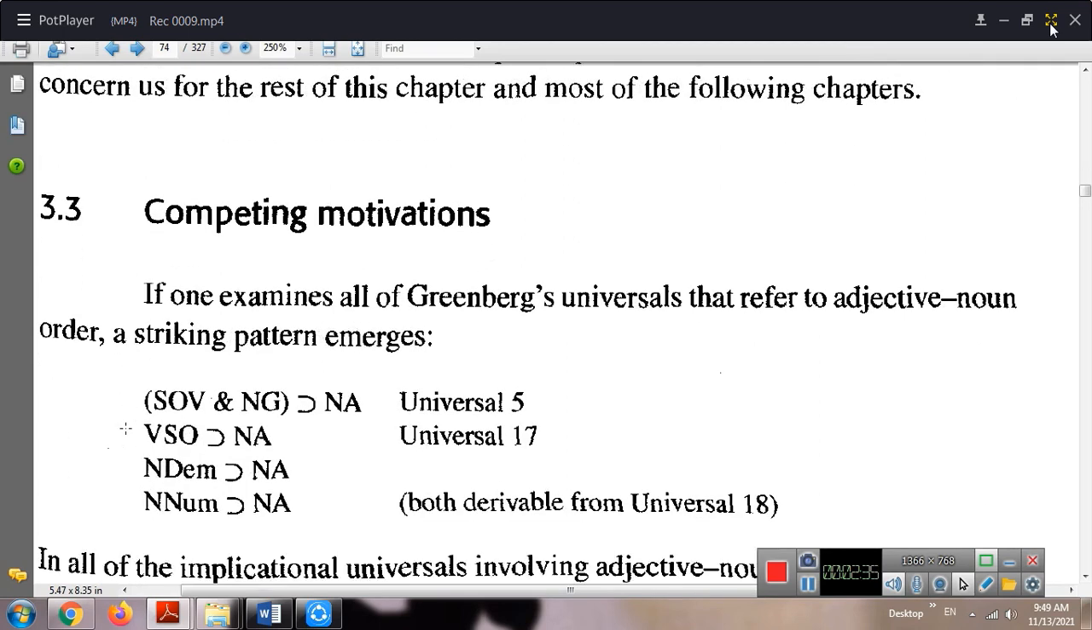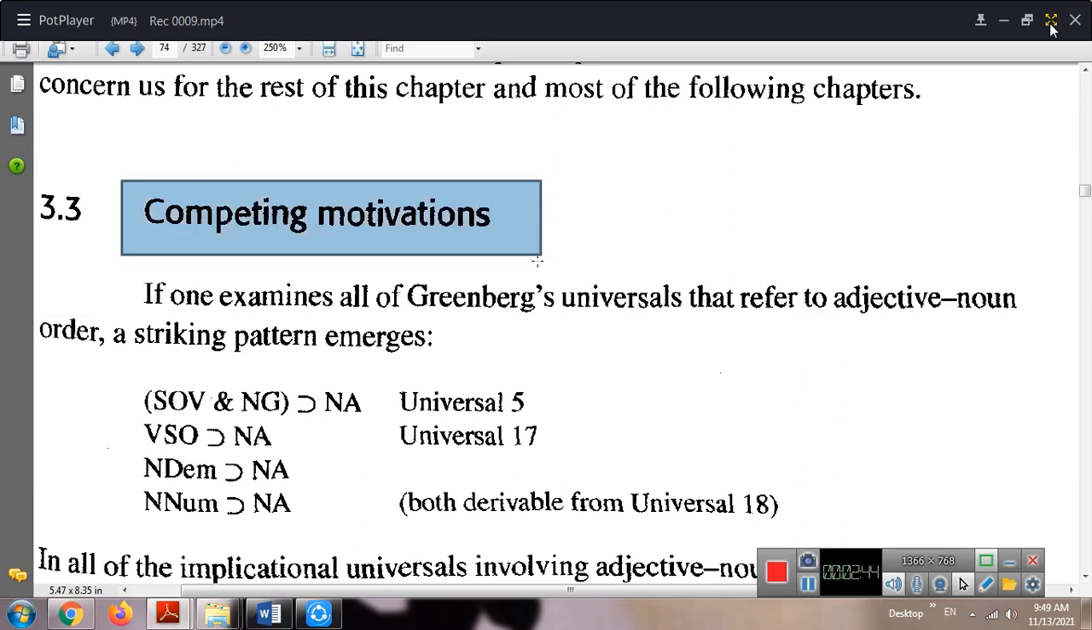Dear student, one of the terms which are of vital importance in typology is competing motivations. This is very important. As a typologist, you should know the concept of competing motivations and their function. Please pay attention to this part.